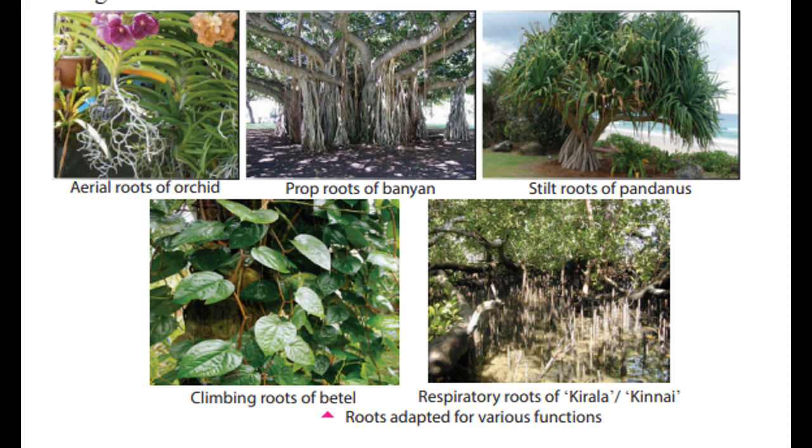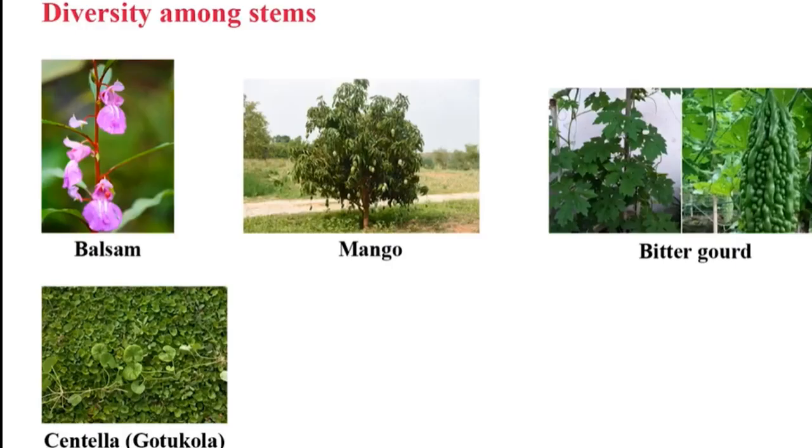Diversity among stems. So when we look at a plant, we can identify different parts like leaves, branches, stems, roots, etc. Now we are going to discuss about the plant stem. What do we have here? We have 4 different types of plants. We have balsam, mango, bitter gourd, and centella or gotukola plant. Look at their stems, children.